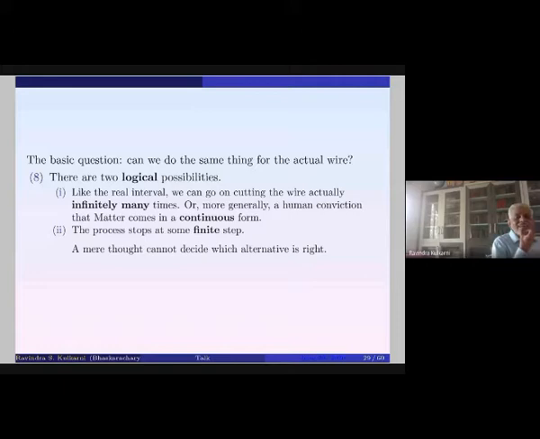But now, does it actually occur in physics? So the basic question is, can we do the same thing for the actual wire? There are two logical possibilities. Yes, like the interval, we can go on cutting the wire actually infinitely many times. There are many subtle issues in just saying infinitely many times. Or more generally, this is a human conviction that matter comes in a continuous form. So this is one form of mathematically modeling matter, and the mathematics dealing with that is called continuum-based mathematics or continuum mechanics and so on. Or the other possibility is that the process stops at some finite step. Now a mere thought cannot decide which alternative is right.